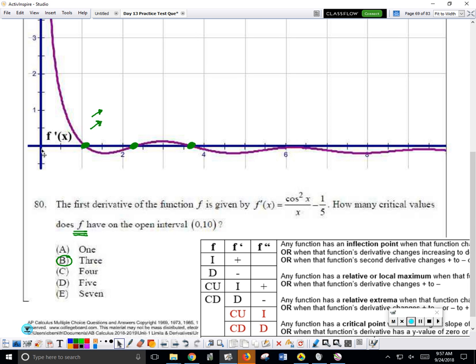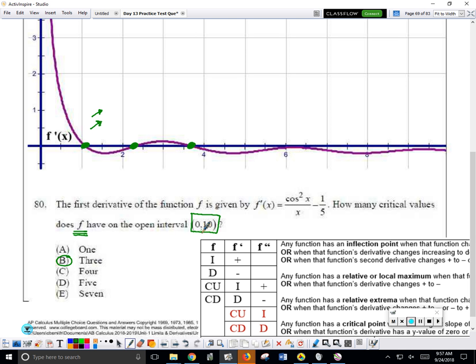They made the question a little bit tricky by saying only look on the open interval. So you don't look starting at 0, you look starting at 0.00001. So 0 was not counted. Okay. It's a tricky question. Okay. Does that make sense?